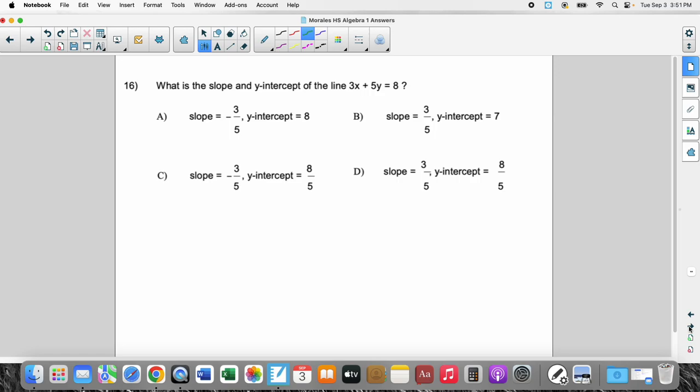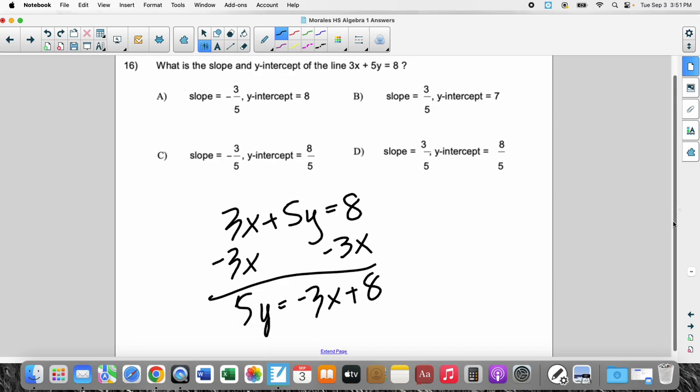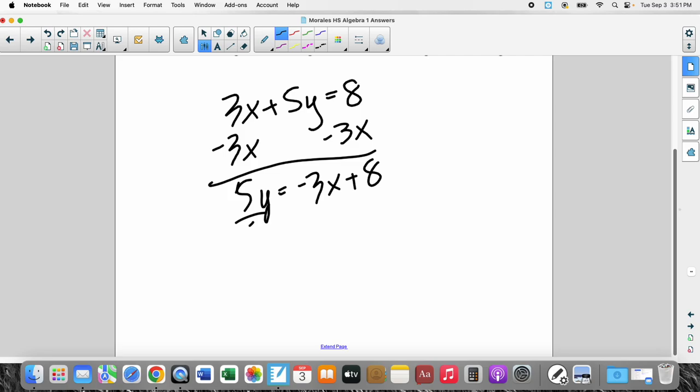So we are again in standard form, and we are going to convert it from standard to slope-intercept by isolating y. We're going to subtract 3x. We get 5y equals negative 3x plus 8. And we are going to divide by 5. We get y equals negative 3/5 x plus 8/5.